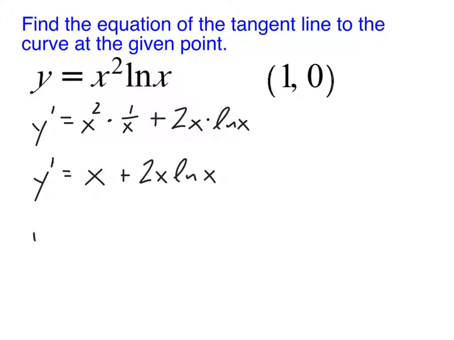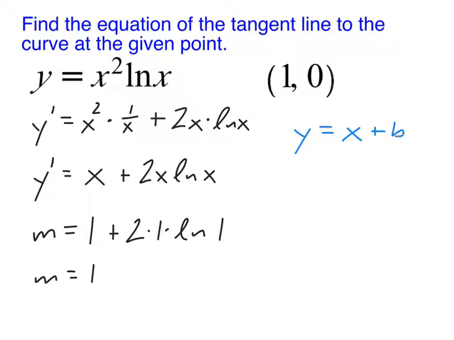So to find your slope, I'm going to go ahead and call it m. I want to plug the value of x back into this equation. So I'm basically taking the 1 from the coordinate pair that I have up above. If I plug 1 in, I'm going to do 1 plus 2 times 1 times the natural log of 1. But the natural log of 1 is 0. And so that whole thing just ends up equaling 1. I now know my slope, which means I know that my final equation is going to be y equals 1x, or just x, plus something, plus b.